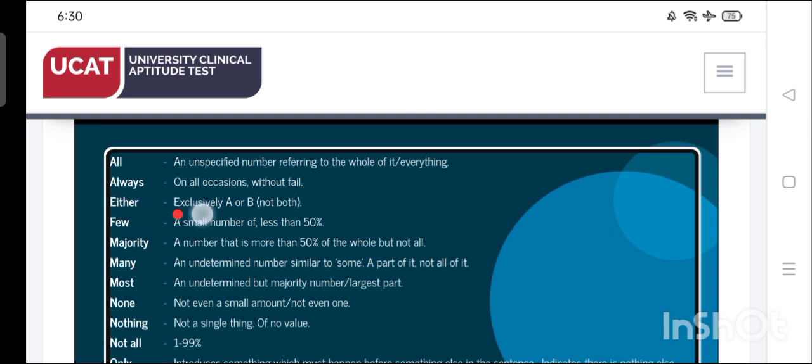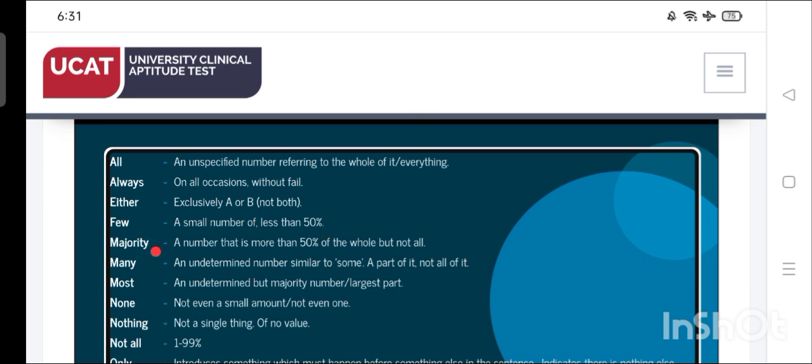Either: exclusively A or B, not both. It means it could be A or it could be B, not both. Either means only one, not both, but it could be A or it could be B. Few: a smaller number, less than 50%. Few means a very small amount, a very small number of anything we're talking about. Less than 50% you can say.